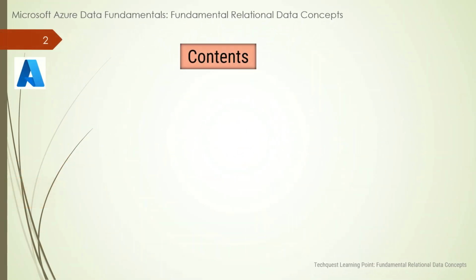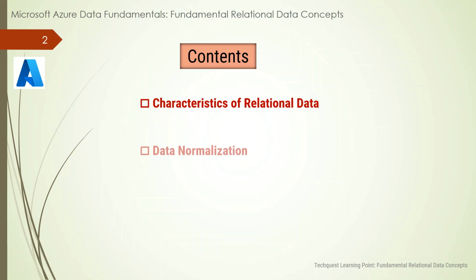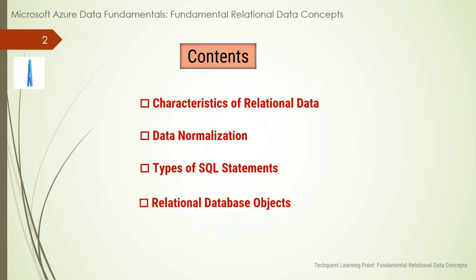Before starting the tutorial, let's see the content of this tutorial at a glance. Relational database systems are a common way to store and manage transactional and analytical data in organizations of any size around the world. In this tutorial, you will learn about the key characteristics of relational databases and explore relational data structures. This tutorial covers various topics related to the fundamental relational data concepts, including characteristics of relational data, normalization, types of SQL statements, and common relational database objects.